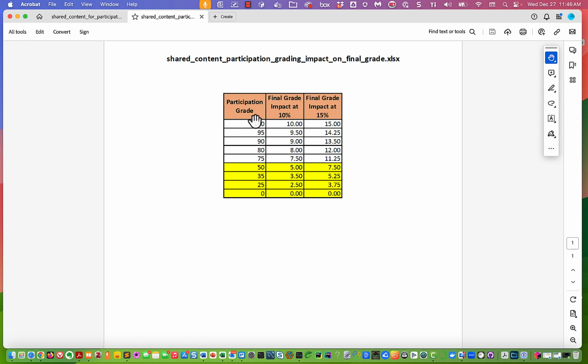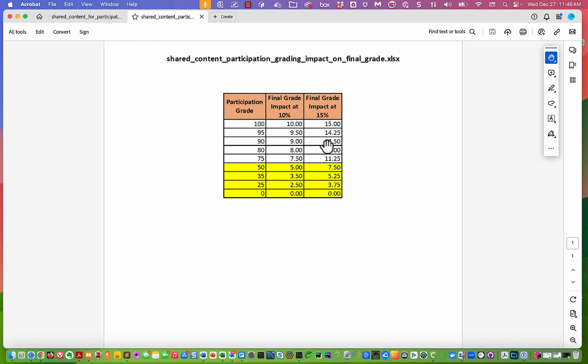Now, of course, the differences in participation grade are somewhat mitigated by the fact that they're not happening at a full 100% when calculated into your final grade. So for instance, the difference between getting 100 as your participation grade and getting a 90, in a 10% participation course, that's just 1 point in your final grade. It could be the difference between an A and an A plus, though, right?